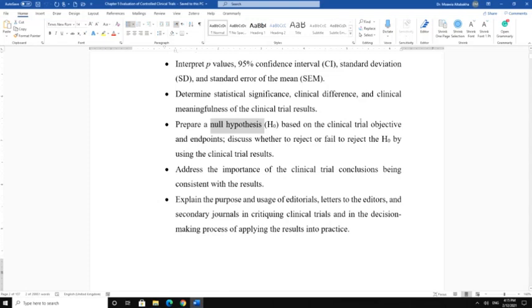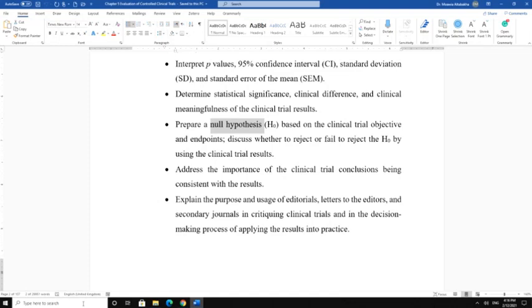You need to address the importance of the clinical trial conclusion. In the end, at the end of the manuscript, they will state the conclusion. It should be consistent with the results of the clinical trial. Okay? For example, if the clinical trial says drug A is better than B, then in your conclusion, that's what you are writing, but maybe you need not to generalize this. Maybe you need to describe that it's better with a certain population group, not the whole population. Okay?